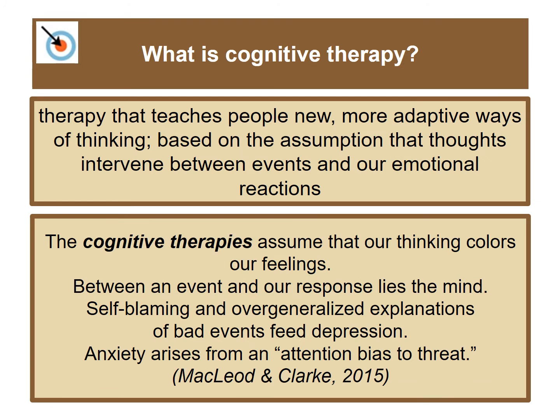What's cognitive therapy? This is therapy that teaches people new, more adaptive ways of thinking based on the assumption that thoughts intervene between events and our emotional reactions. The cognitive therapies assume that our thinking colors our feelings. Between an event and a response lies the mind. Self-blaming and overgeneralized explanations of bad events feed depression. Anxiety arises from an attention bias to threat.